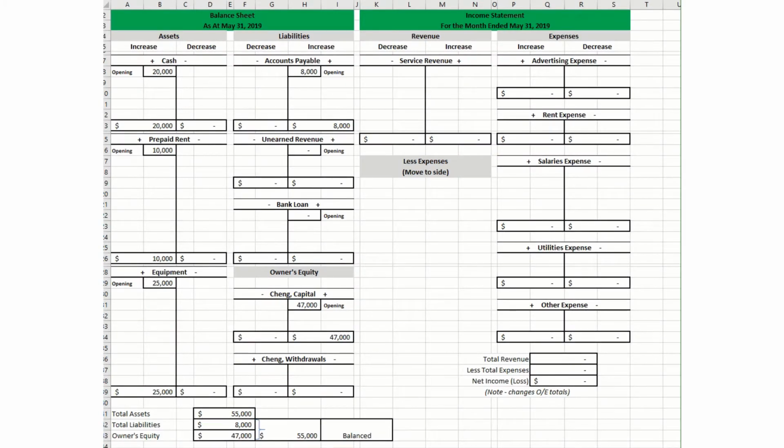So here we are again. We are on Chapter 2, Question 13a. So we have this John Chang Communications, a PR firm, and he had a bunch of balances as of April 30th, 2019, which I've already taken the liberty to create as my opening balances for the month of May. So I'm using the same worksheet I've done in my other videos.